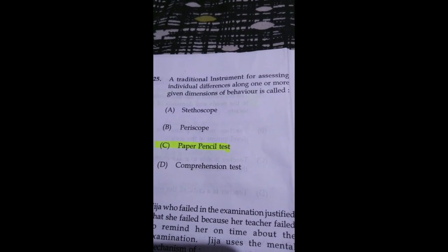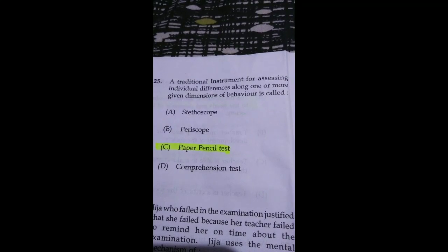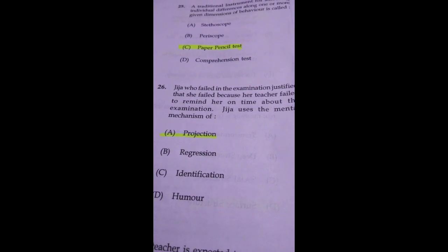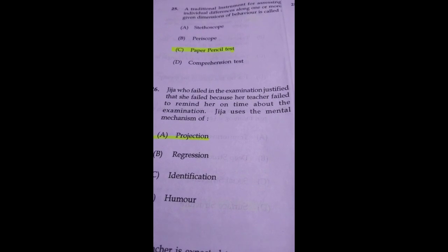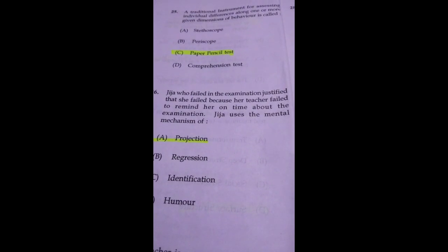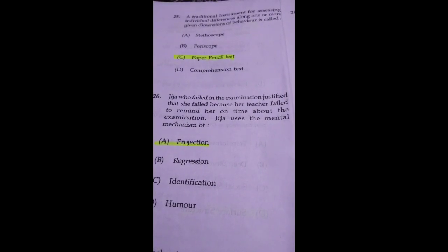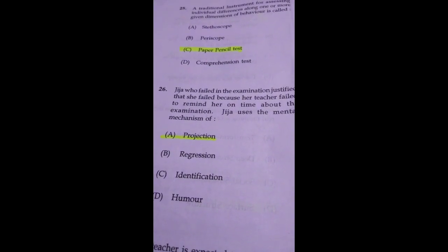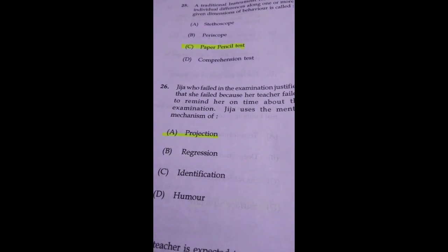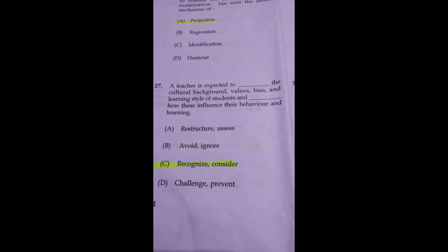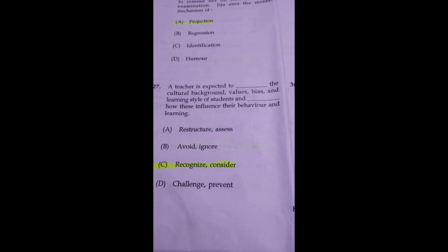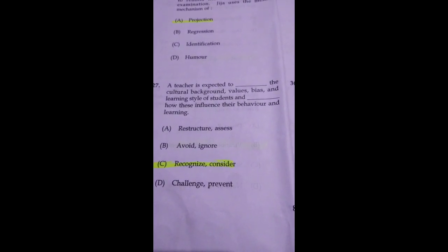A traditional instrument for assessing individual references along one or more given dimensions of behavior is called stethoscope, periscope, paper pencil test, comprehension test. Answer is paper pencil test. Number 26. Jija, who failed in examination, justified that she failed because her teacher failed to remind her on time about the examination. Jija used the mental mechanism of projection, regression, identification, humor.